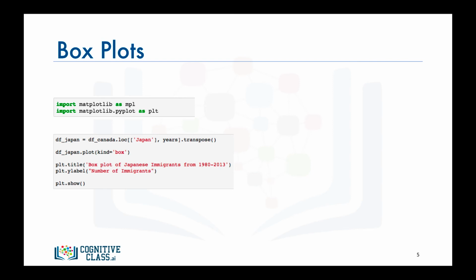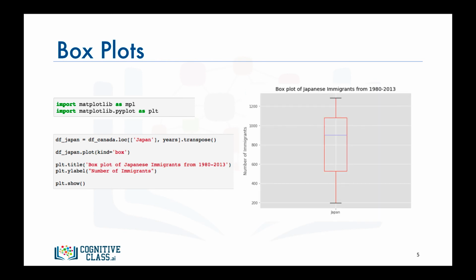Following that, we call the plot function on df_Japan and we set kind equals box to generate a boxplot. Then to complete the figure, we give it a title and we label the vertical axis. Finally, we call the show function to display the figure. And there you have it, a boxplot that provides a pleasing distribution of Japanese immigration to Canada from 1980 to 2013.